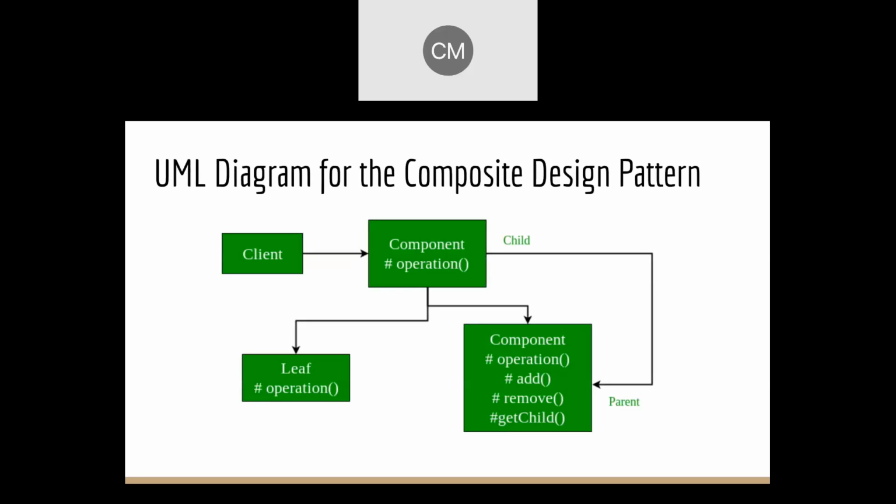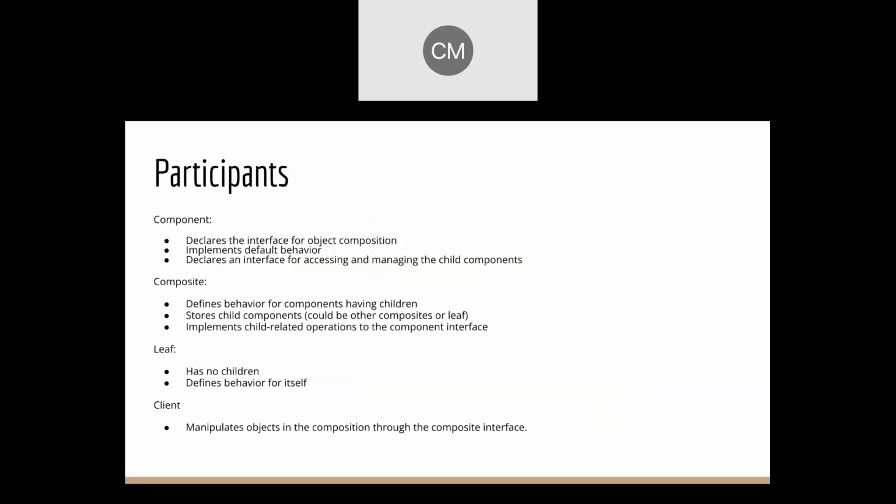This is a UML diagram for the composite design pattern. It shows all the participants in the diagram, including composites, clients, the leaf, and the component itself. Now, one thing to note here is that a leaf and a composite are both a component. And the client interface, which we'll see on the next slide, allows them to manipulate objects in composition through the composite interface. We'll talk more about that later when we see actual code.